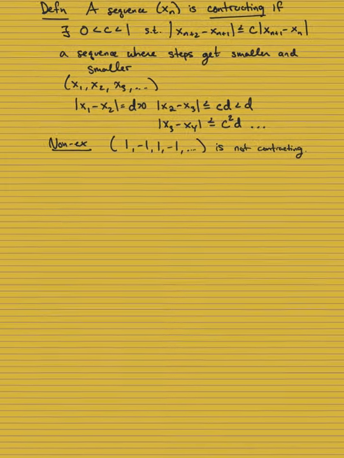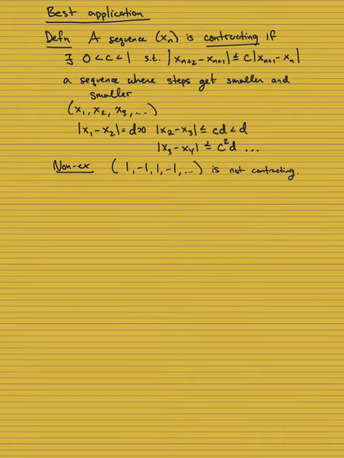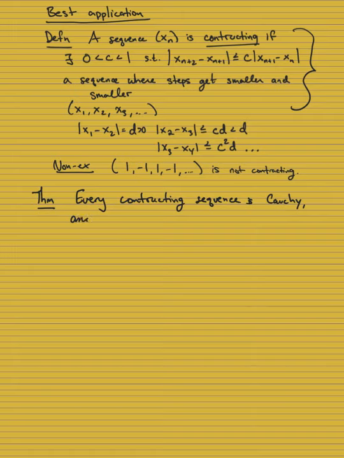All right, so here's the theorem. Now again, remember, we're interested in taking limits of sequences. There's nothing in this definition which tells you that the sequence has to converge, and in particular, it doesn't tell you that it converges to some number, okay? So the theorem is that every contracting sequence is Cauchy, and therefore it's convergent. Okay, so this is another good example.